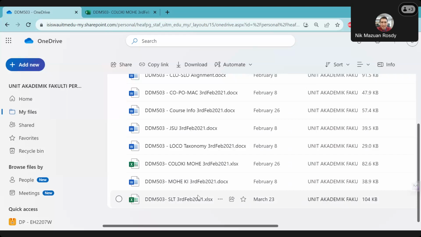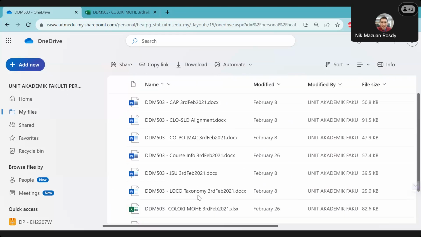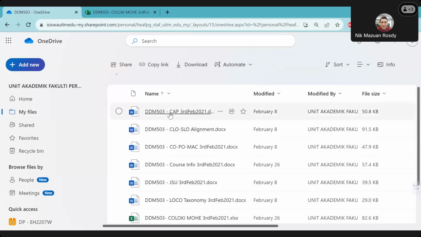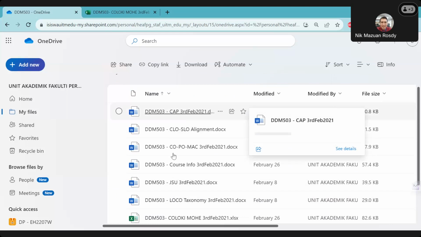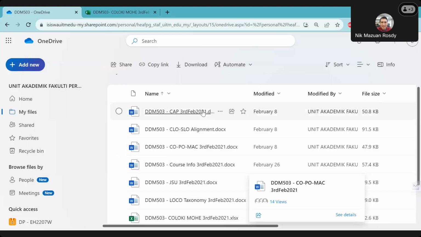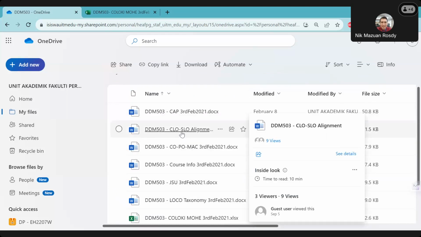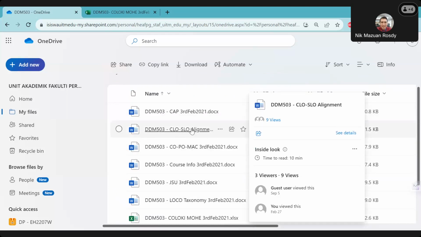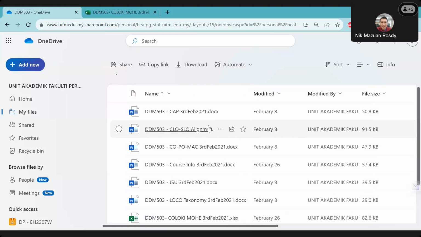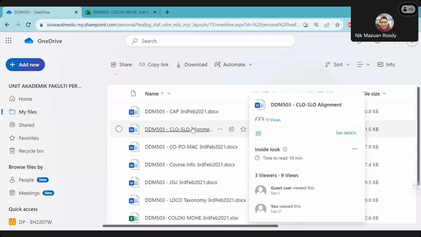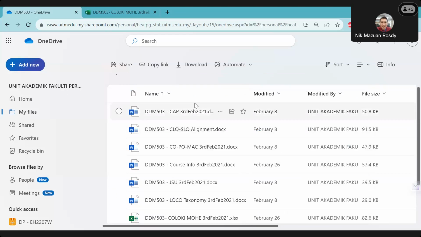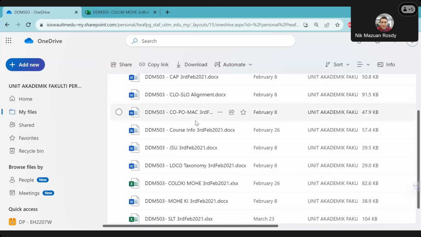But for UITM, we have added another 2, which is CAP, which is almost similar to Copomac, and another one which is CLO SLO alignment, which I will explain perhaps later on, but don't worry about these 2 yet. We're just going to concentrate more on the 7 documents.